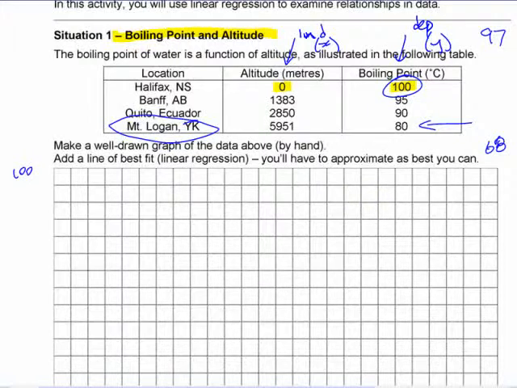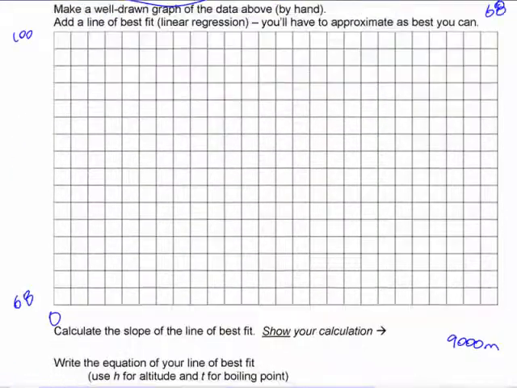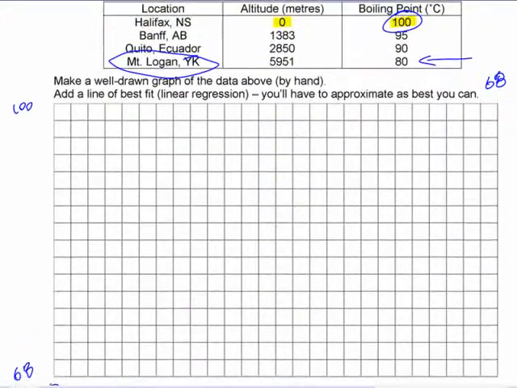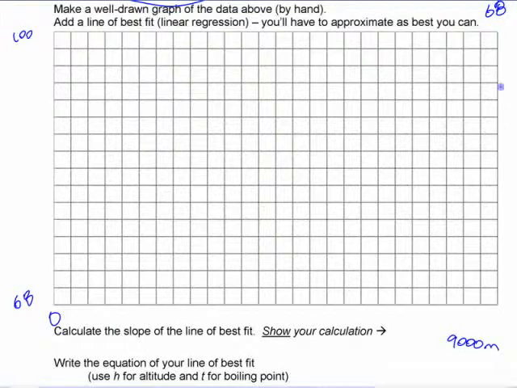Sometimes it's hard to decide which is dependent on which. There are 2 other situations I gave you, and it might be a little harder to think about which is which. But you're going to set it up and do linear regression by hand. So when you're done, you should have some points on here. You should have a line.